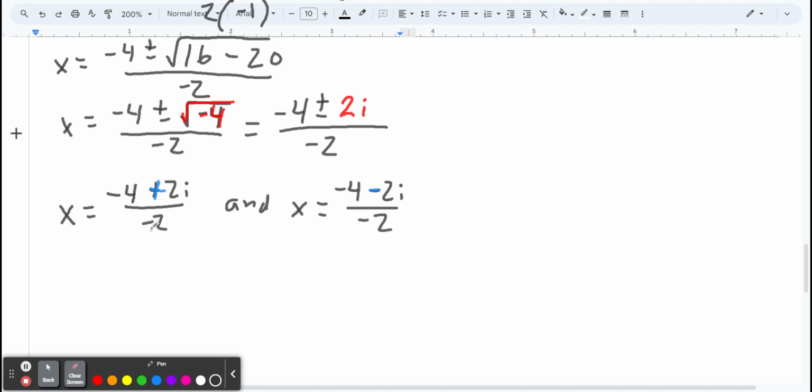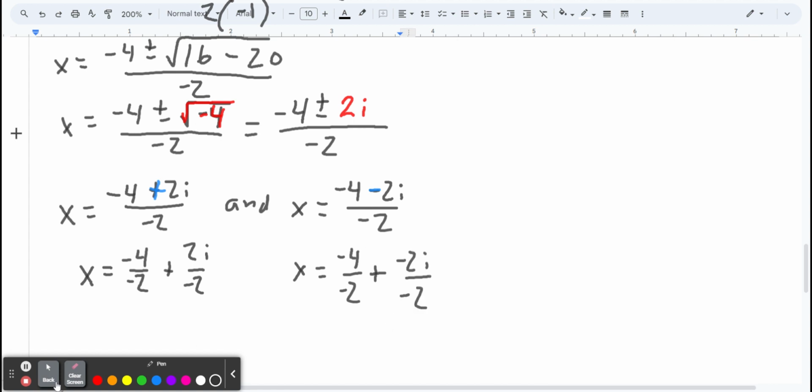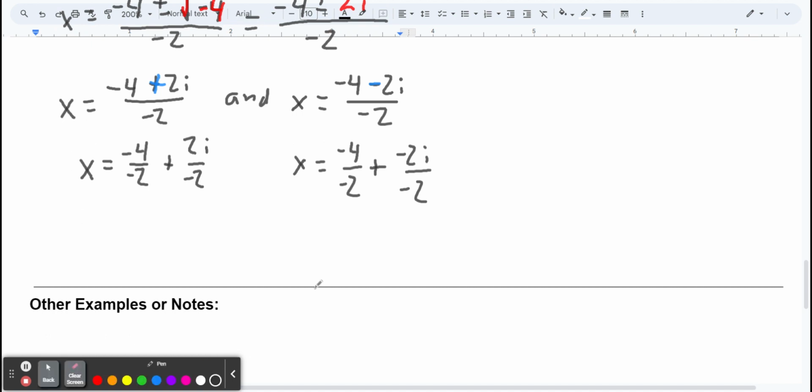And if you simplify these out, we haven't worked with fractions yet this year, but if you recall, we can split that denominator so it impacts both of the terms in our numerator. We get x equals negative 4 divided by negative 2 plus 2i divided by negative 2. And we can split that other one as well, negative 4 divided by negative 2 plus a minus 2i over negative 2. And we can simplify it out to close out the problem.